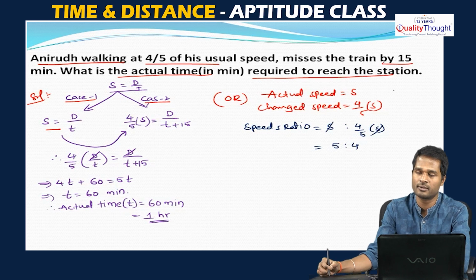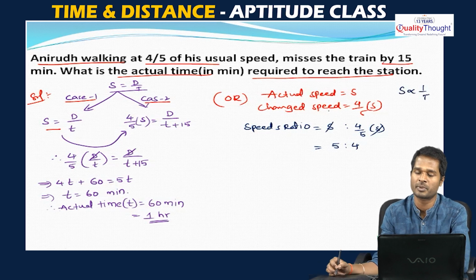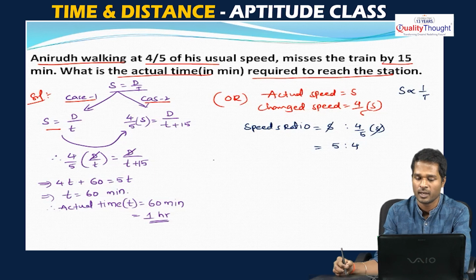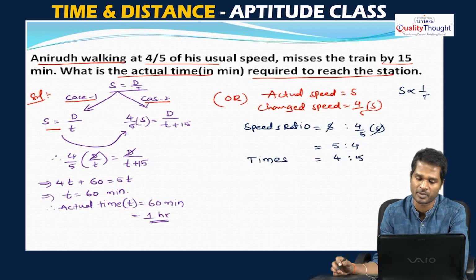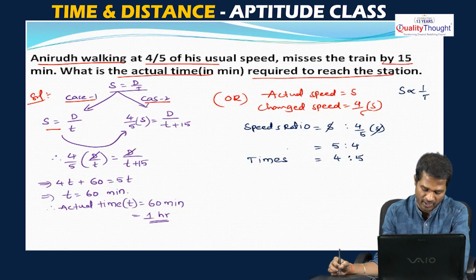Remember, we have written the speed is inversely proportional to the time taken, because speed is equal to distance by time. Now the speeds ratio is 5 is to 4, then the times ratio will become 4 is to 5, because this is inversely proportional. So speed will become 5 is to 4 and times will become 4 is to 5.